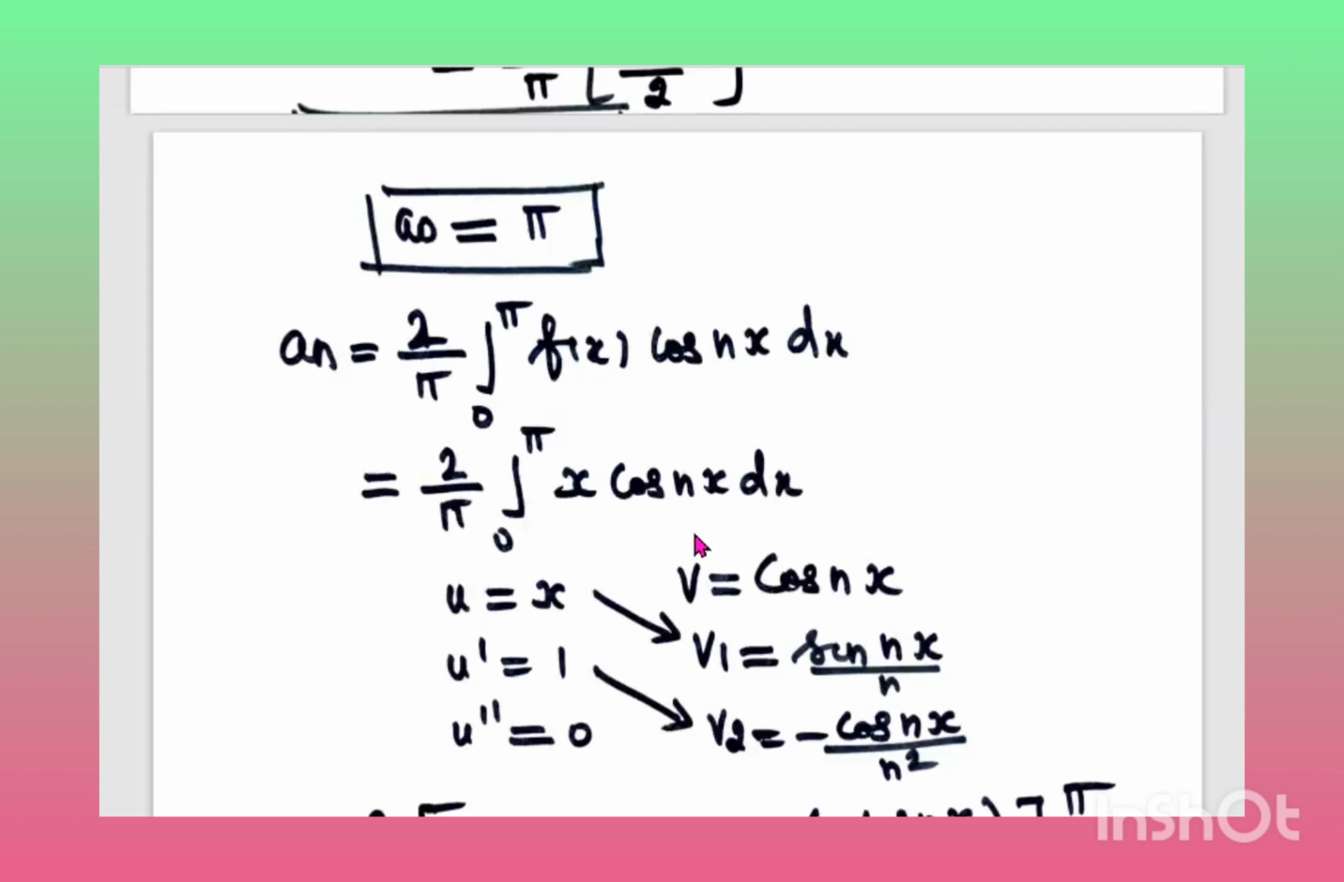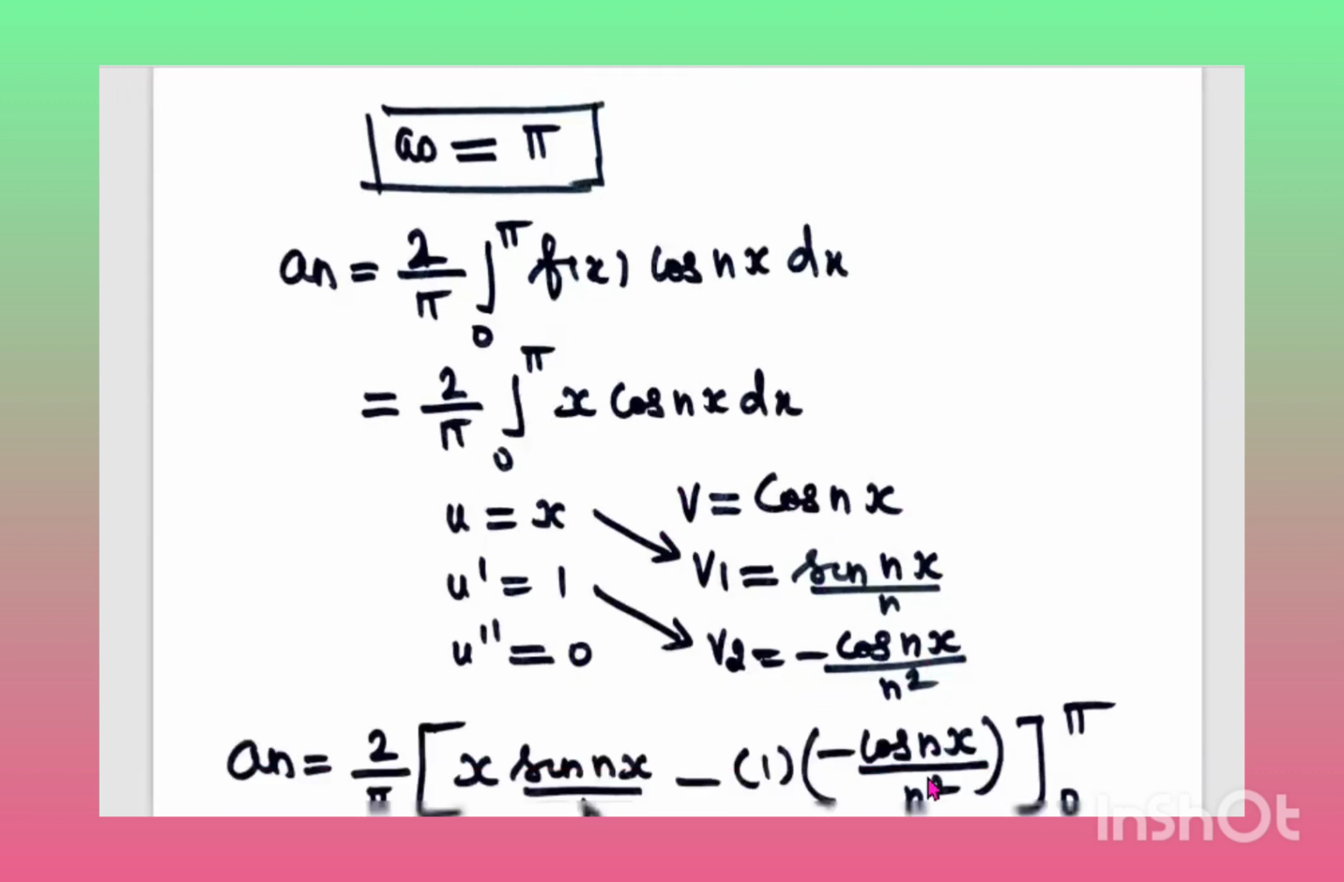So u is equal to x. u dash is equal to 1, you have to differentiate x once. u double dash is equal to 0. So v is equal to cos nx. v1 is equal to sin nx by n if we are integrating cos nx. v2 is equal to minus cos nx divided by n square.